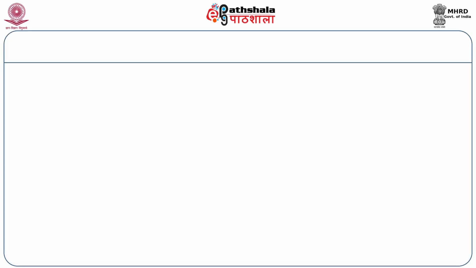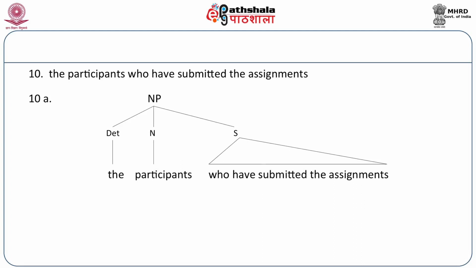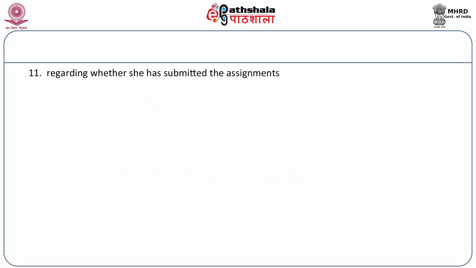In 10, for example, we have the noun phrase, the participants who have submitted the assignments. This, as you know, can be used as a subject of a sentence. Here in the noun phrase, we have a determiner, which is the, and then the head noun, participants. And then we have a clause, which is who have submitted the assignments. This clause will have two parts, again a noun phrase and a verb phrase, and who is the subject of this clause.